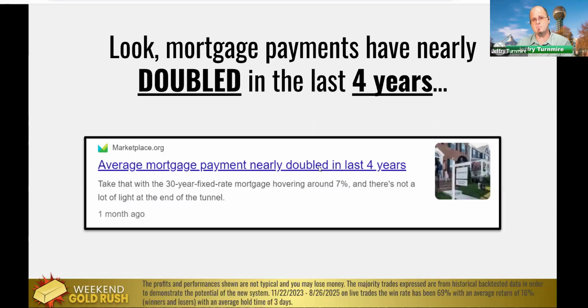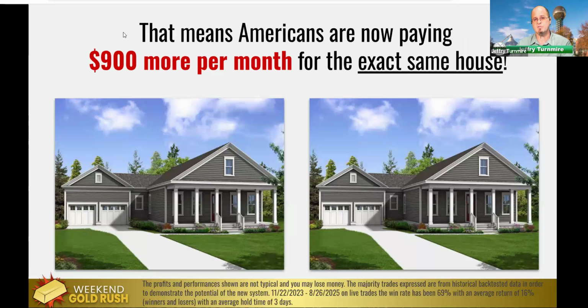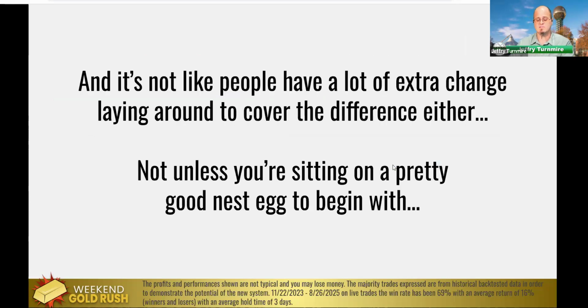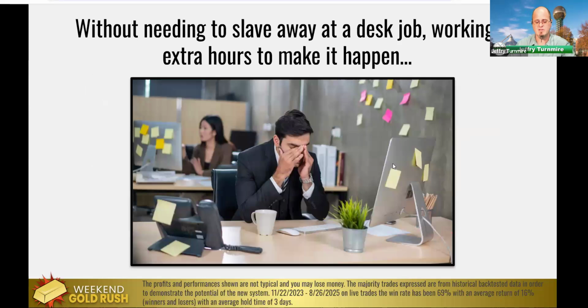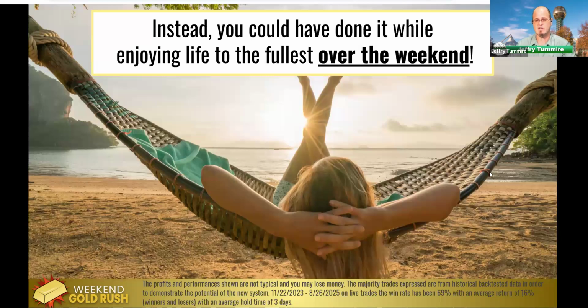I mean, look, mortgage payments have nearly doubled in the last 4 years. That means Americans are now paying $900 more for the exact same house. You know, cookie cutter, pick it up, move it over, rebuy it, $900 more. So if you're forced to move, sorry. And it's not like people have extra change laying around, not unless you had a big nest egg to begin with. But traders who have taken advantage of the weekend gold rush could have increased their money potentially without having to grab extra jobs to make it happen. You could have just hung out at the lake.